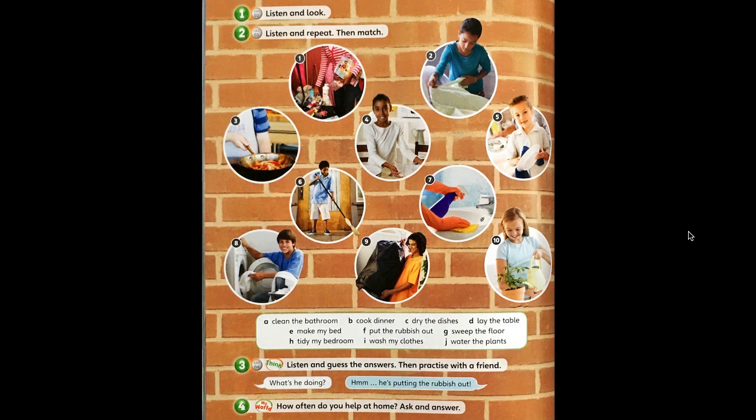Let's go to picture number six now. What is the boy doing in front of the house in picture number six? Yes, the correct answer is G. Sweep the floor. You don't use water to sweep the floor. You just sweep the floor. Okay. Number seven. Picture number seven. What is the correct answer?